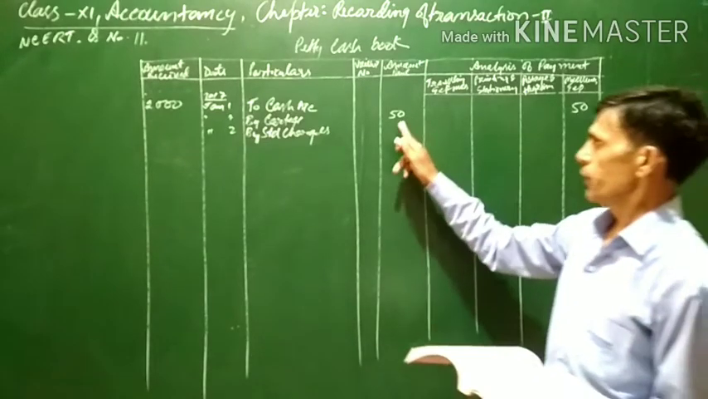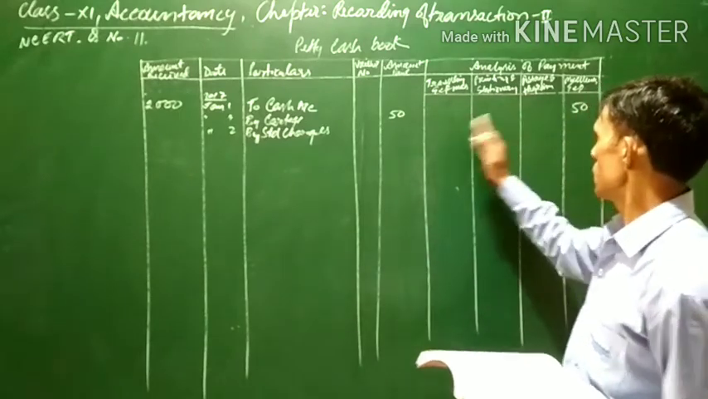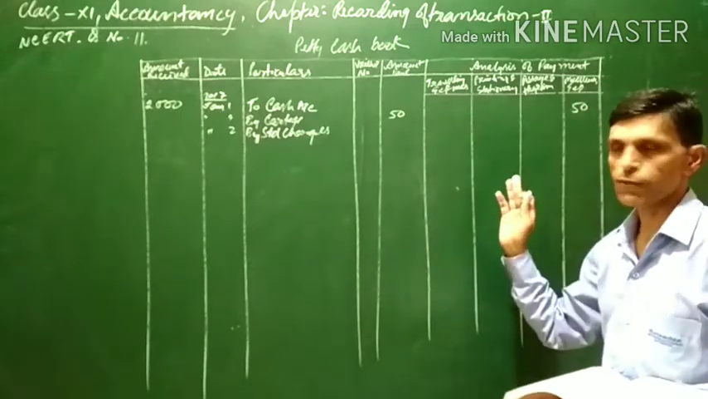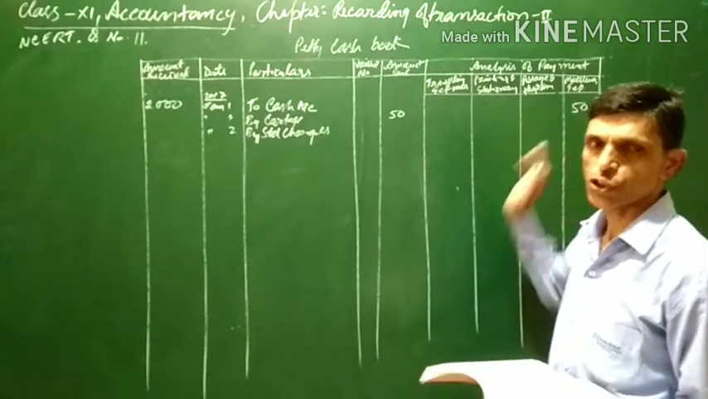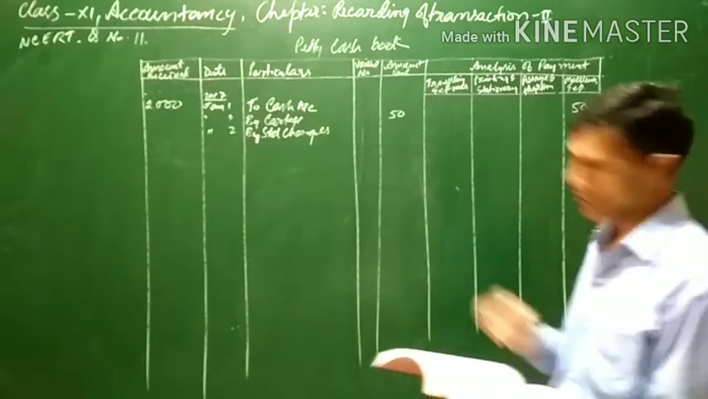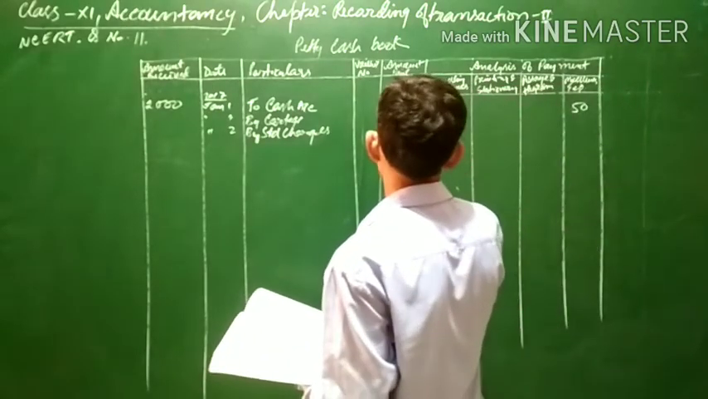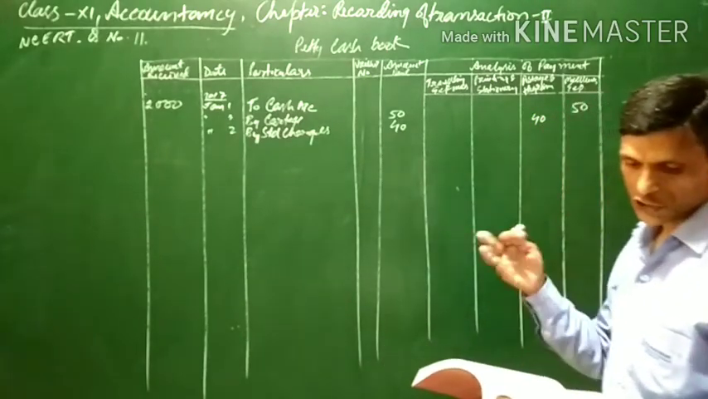First of all, every amount should be written in the amount column as well as in one of the remaining 4 columns which you have drawn. Here also it will be written, because under which type of expense it falls has to be mentioned too. The STD charges are 40 rupees, so we will write 40 here, and 40 in the postage and telegram column also.